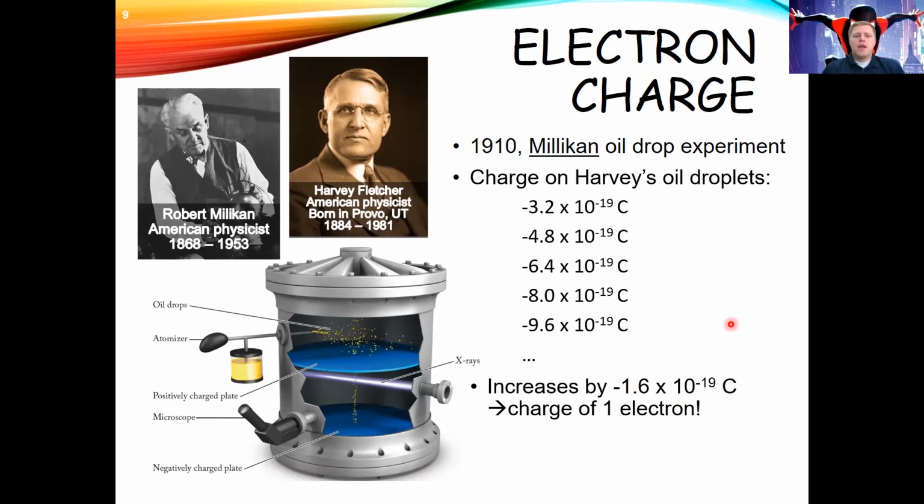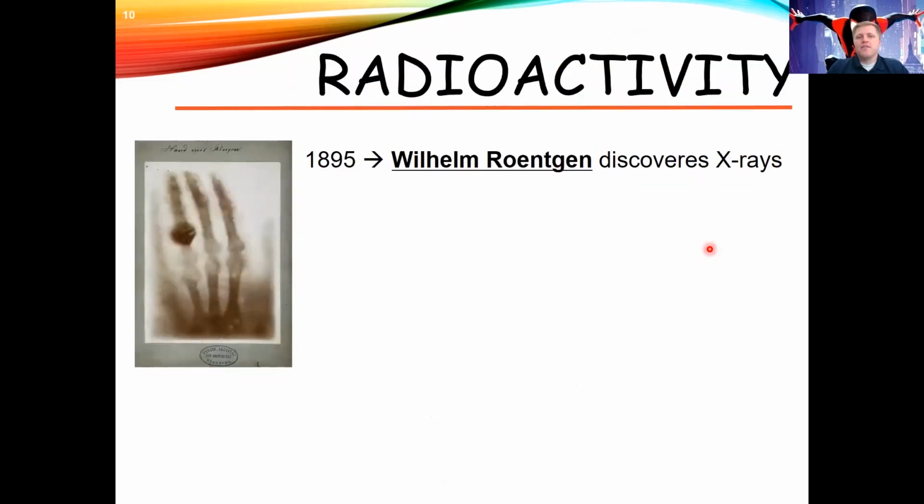Okay, but now we've decided that matter has some sort of negative component to it, but most matter is neutral. So if it's neutral and it has a negative component, that means it has to have a positive component to balance out the negative component. So now we're going to get into radioactivity. Okay, in 1895, Wilhelm Röntgen published his first paper on X-rays.